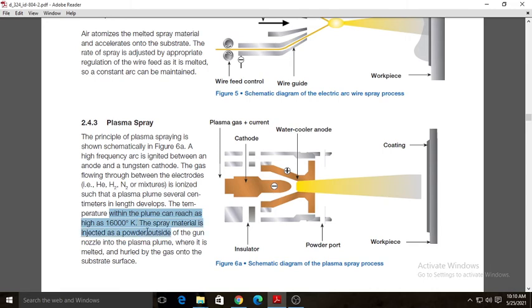The spray material is injected as a powder outside of the gun nozzle. Here you can see this powder port is for introduction of the coating material. The spray material is injected as a powder outside of the gun nozzle into the plasma plume, where it is melted and hurled by the gas onto the substrate surface. Okay, so this is the plasma spray process.